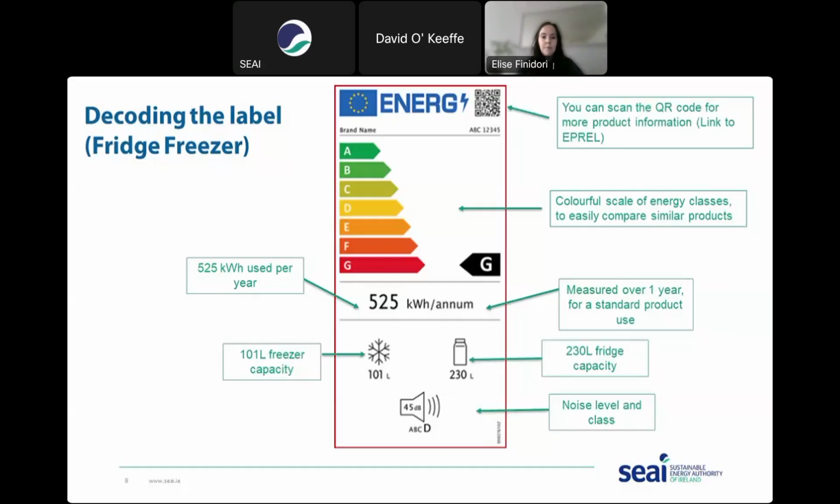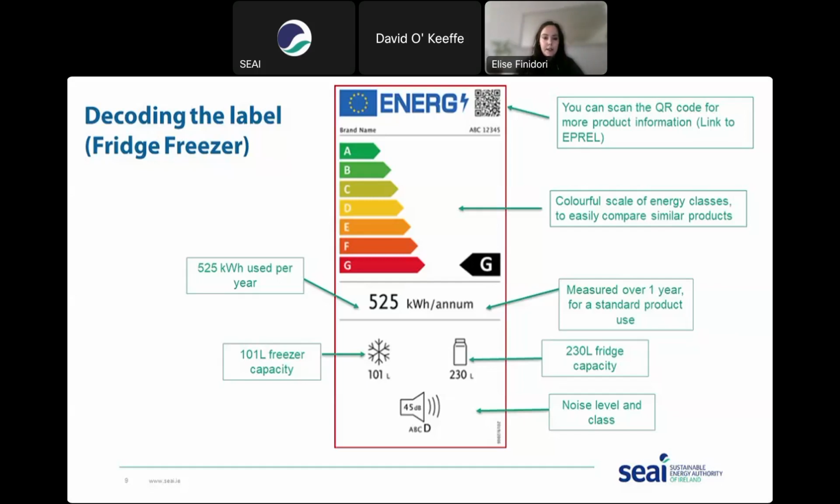And finally, at the bottom of the label, you have more of the technical characteristic of the product. Here for fridge freezers, you have the freezer capacity on the left, which is 101 liter, the fridge capacity on the right, 230 liter, and at the bottom you have the noise level and noise class. So you can see under standard use, this product has a noise level of 45 decibel and a class, which is a class D, so it's quite a noisy fridge. These kind of pictograms at the bottom change depending on the type of products. So if you buy a dishwasher, for example, you'll have the capacity of the dishwasher and other information that is related to that specific product.